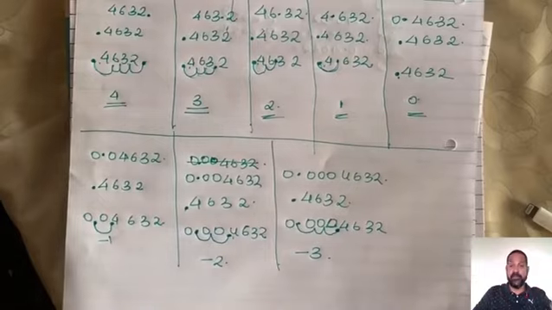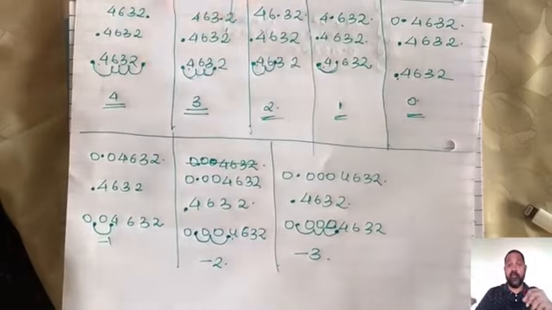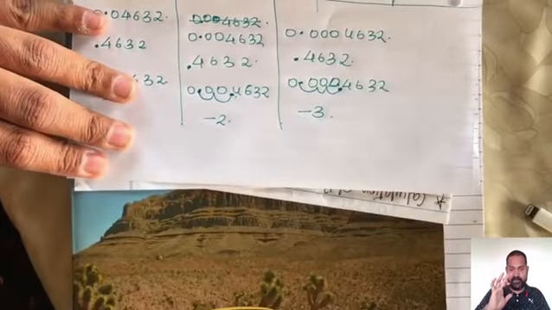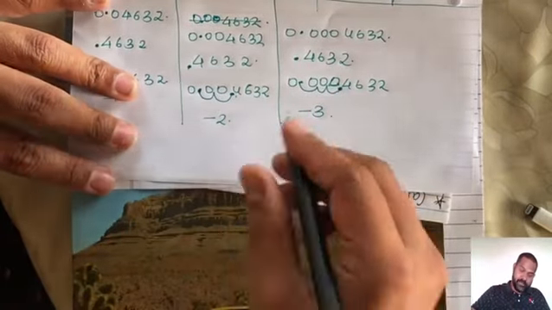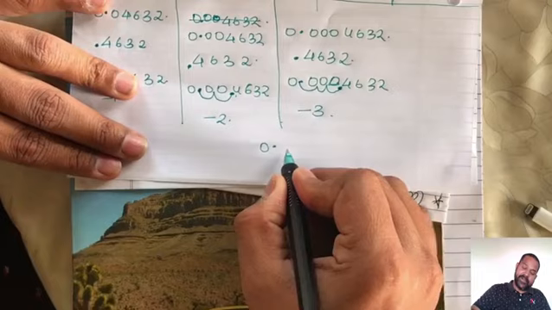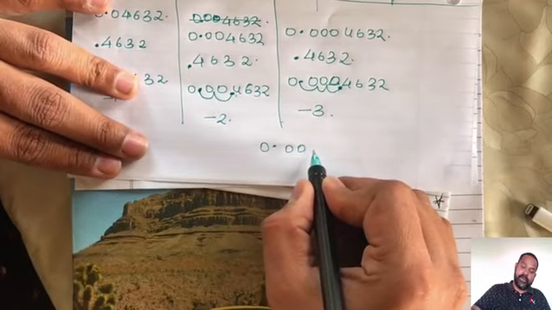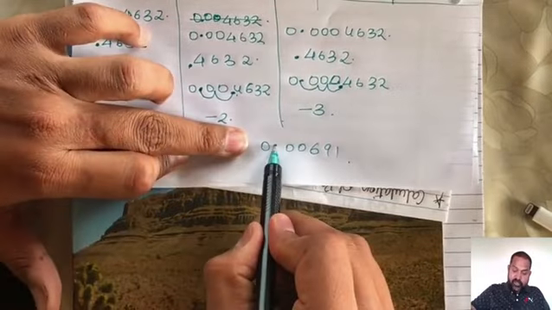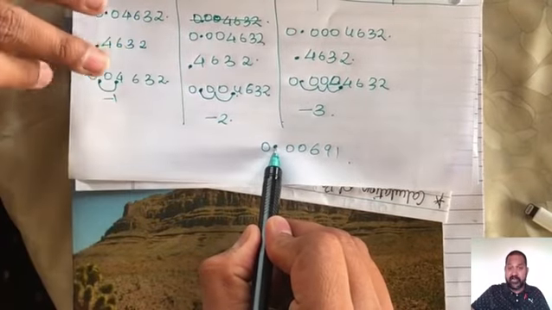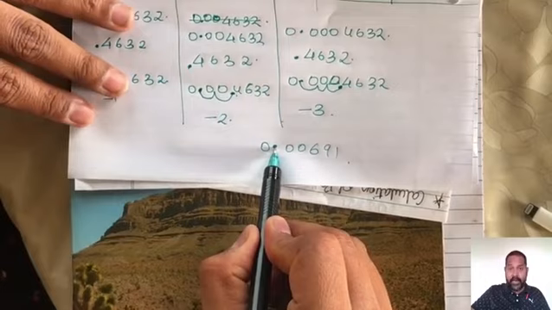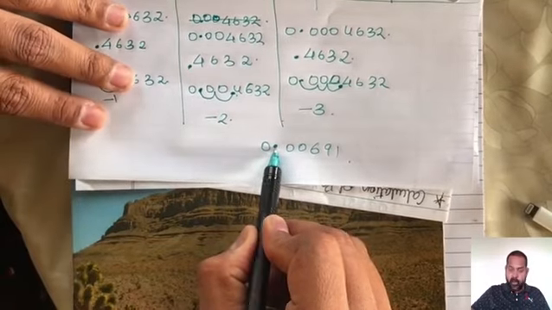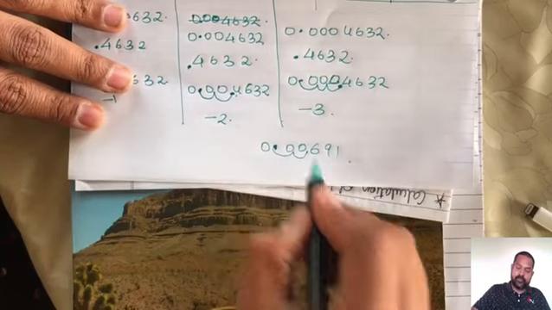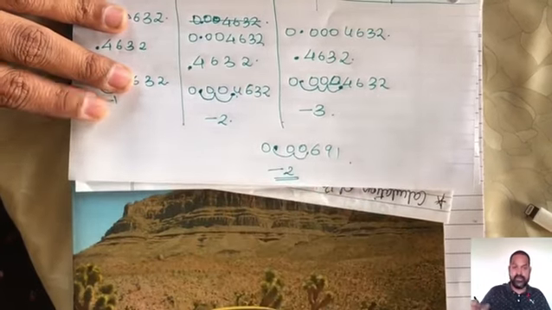Or let me make this simple for you. If you understand this, fantastic, but you don't have to do all of this all the time. Suppose I ask you how many places before the decimal in 0.00691. This is your actual decimal. From the actual decimal, start going to the leftmost value. What is the leftmost actual value? 6. Then this is 1, 2. But I am going to the right, so -2.